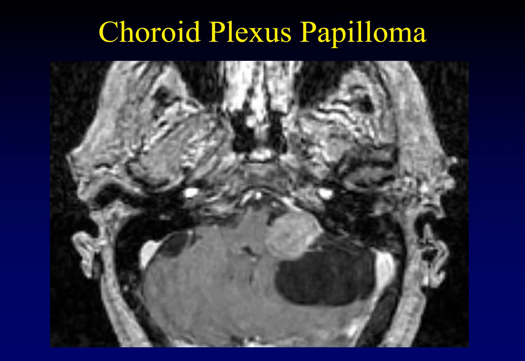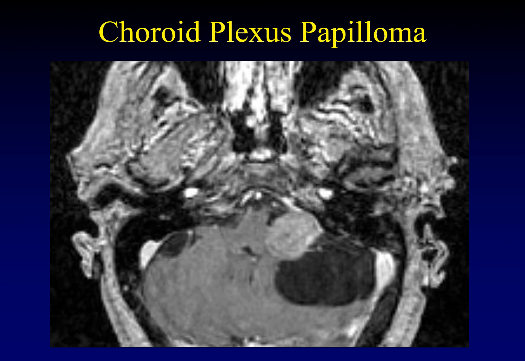You're probably wondering, how can you get a choroid plexus papilloma out in the cerebellopontine angle cistern? There's no choroid plexus there. The choroid plexus normally lives in the atria, the lateral ventricles, and it extends forward a bit into the temporal horns. And it exists in the fourth ventricle, but that's it.